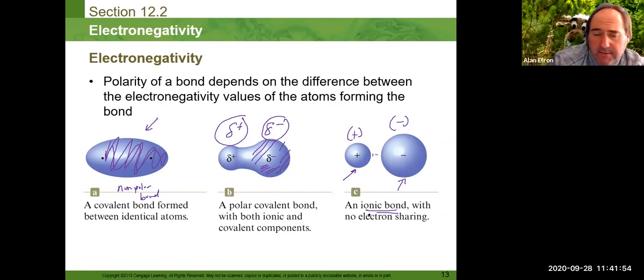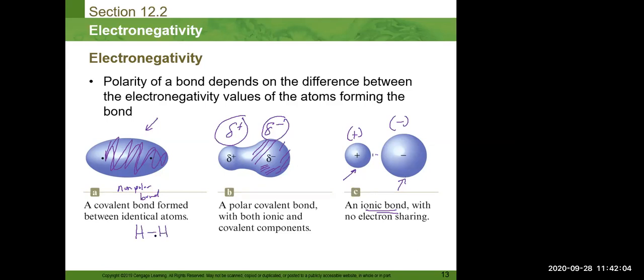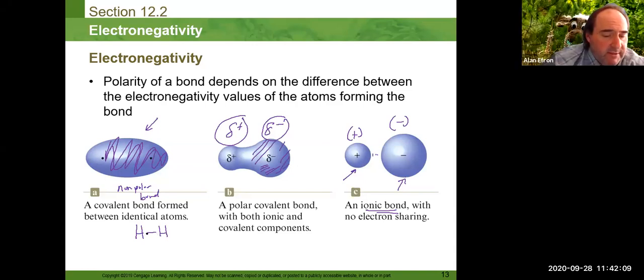Yeah, so real examples of all three of these are some of the ones that we've seen before. H2 would be an example of a nonpolar bond. When we're talking about just this bond between these two hydrogens, we would expect these electrons to be shared equally, which means this is a nonpolar bond. Same thing with F2: again a nonpolar bond, equal sharing of electrons between those two.